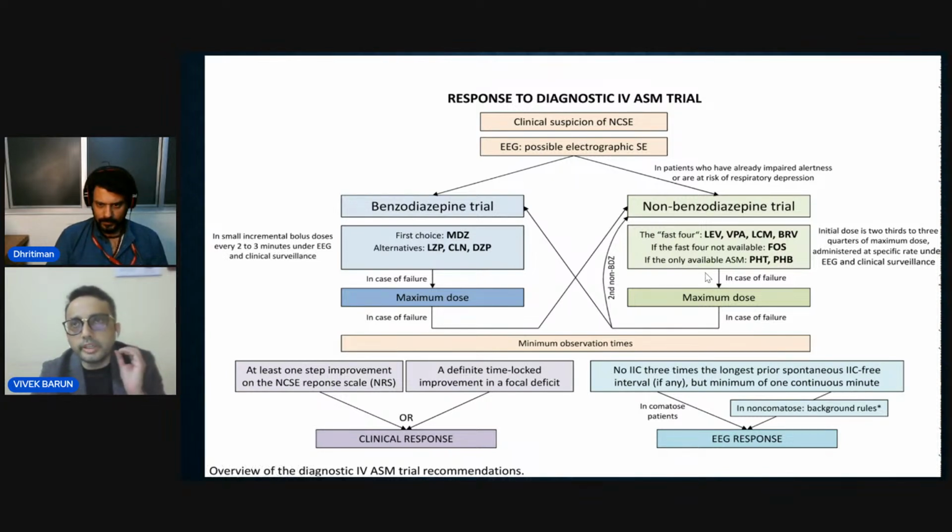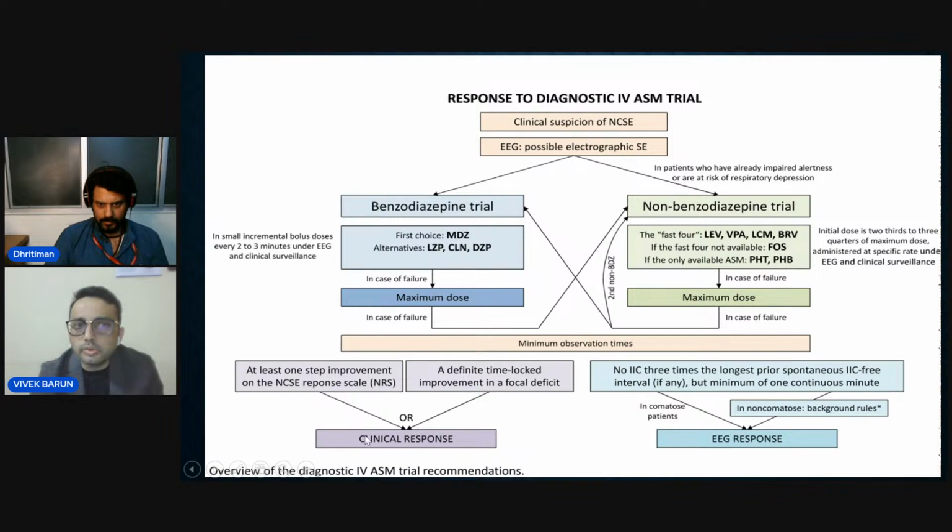If the patient has tolerated it well but there is no improvement, then you can give the remaining 1/4 or 1/3 dose again after 15 minutes, and then again you should check. If the patient has not improved, then you can switch to the benzodiazepine. In the benzodiazepine trial, you have to evaluate every 2 to 3 minutes. And if the patient is not improving, then you can switch to non-benzodiazepine trial.